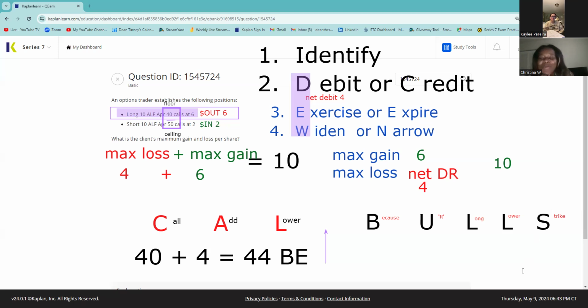What they're thinking you're doing is going, okay, lower strike calls have greater premiums. And now, if you do those 8 things, you have my guarantee. Whatever they want to know, you've got the answer. The 8 things are: can you identify the spread? Can you determine debit or credit, exercise or expire, widen or narrow, max gain, max loss, break even, bullish or bearish? I call that don't hate the 8.